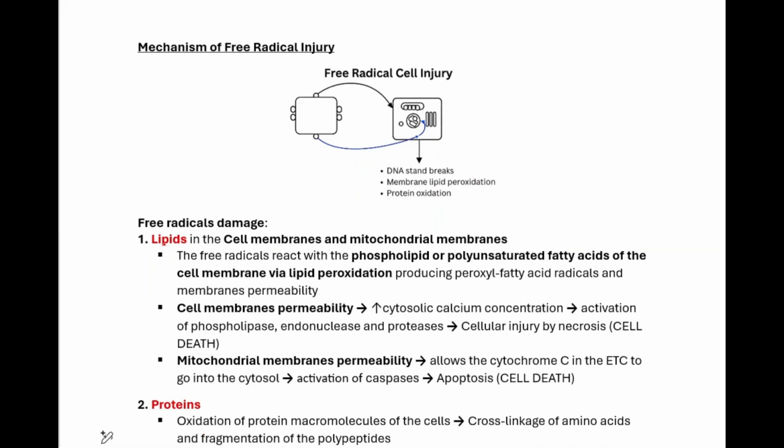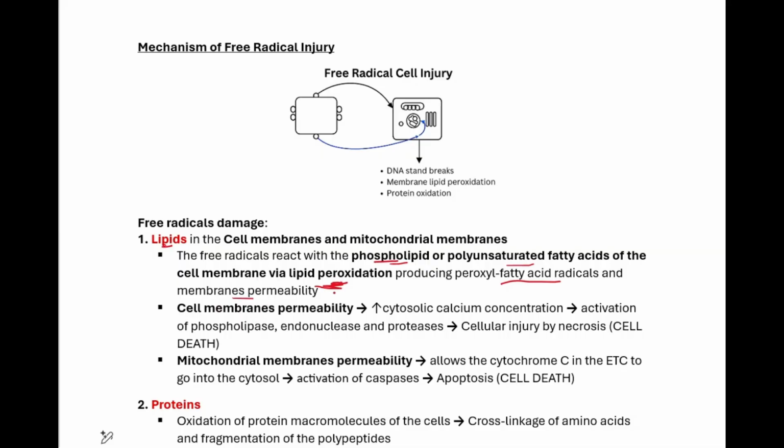One, they target the lipids in the cell. We know that lipids are present in the cell membrane and the organelle membrane as phospholipids. These free radicals react with the phospholipids and the polyunsaturated fatty acids of the cell membrane, and that process is what we call lipid peroxidation. Make sure you remember that. Lipid peroxidation produces peroxyl fatty acid radicals, and that will lead to membrane permeability. Depending on whether it's the cell membrane or the organelle membrane, that will determine the manifestation we're going to see.